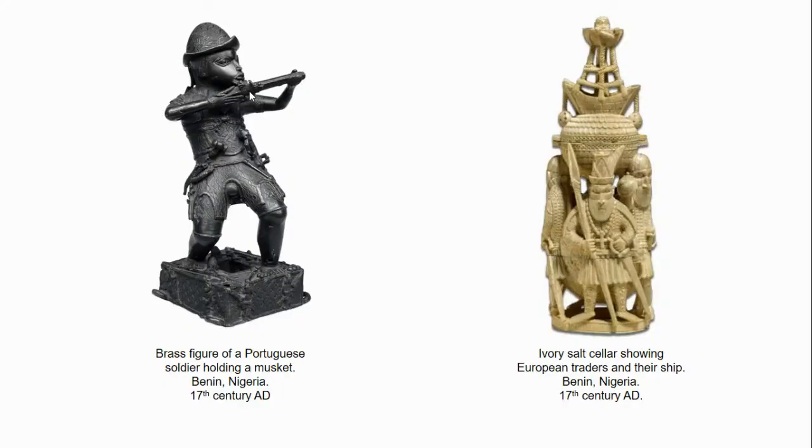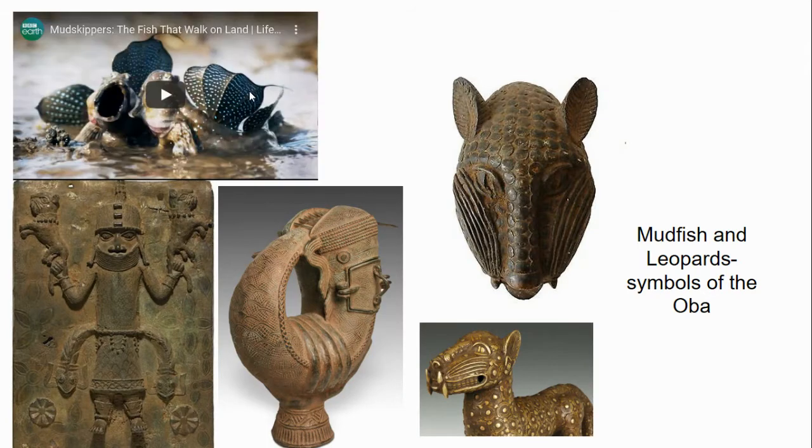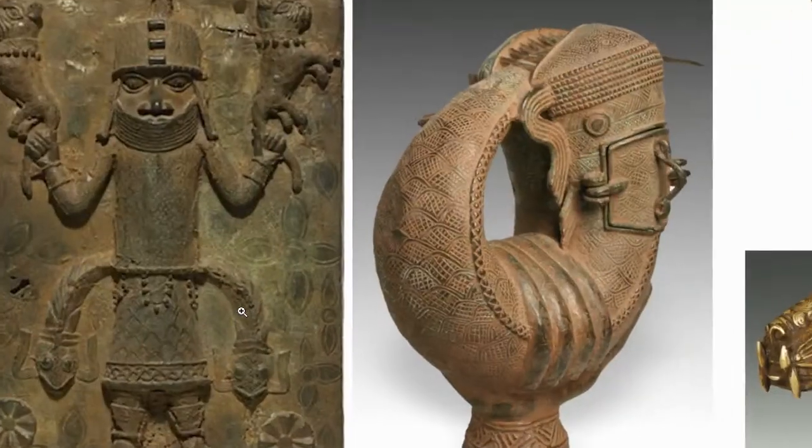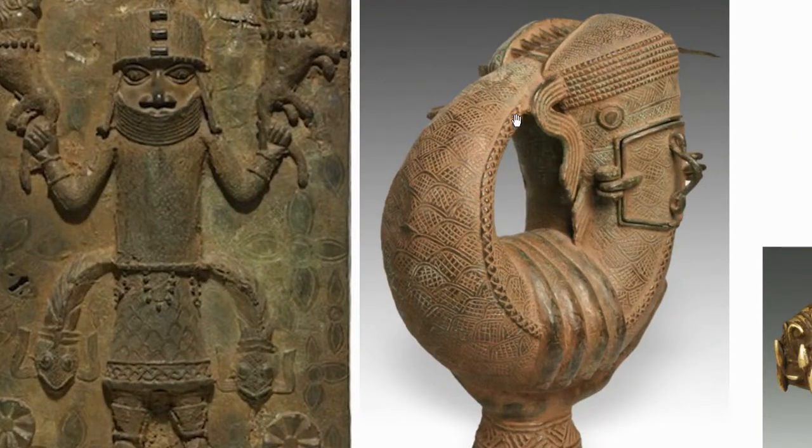I don't know if you've ever seen a mudfish before, but they're pretty gnarly little creatures. I would play this video, but I'm worried I might get flagged by YouTube for some sort of copyright, but you can look them up. They're these weird, gnarly goblin salamander things. And they're seen as symbols of the Oba, of royalty, because mudfish, they're fish, they live in water, but they can also survive on land.